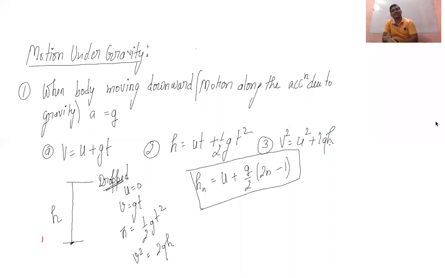What they used to ask: whether it is possible that velocity is 0 and there is a uniform acceleration acting on a body. Yes, it is possible. When you throw any object in the upward direction and it reaches the maximum height, the velocity becomes 0, but the acceleration due to gravity continues acting on that body.